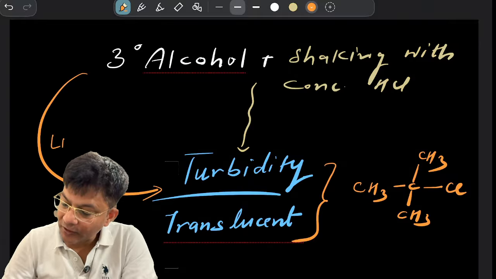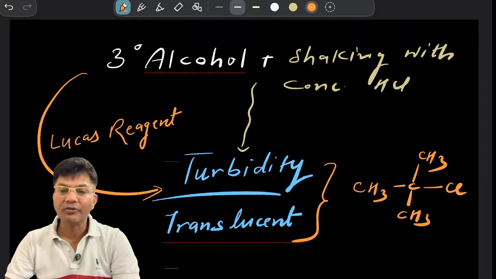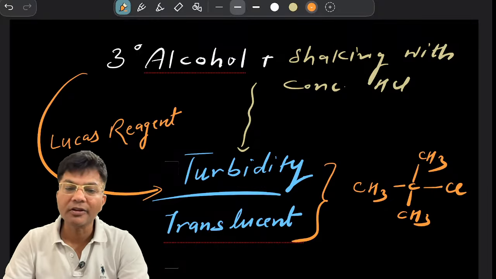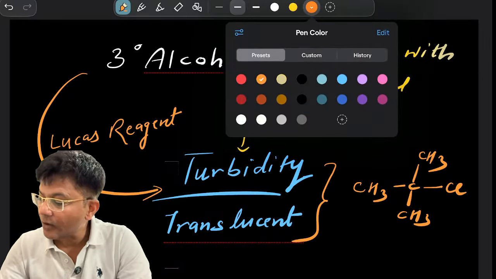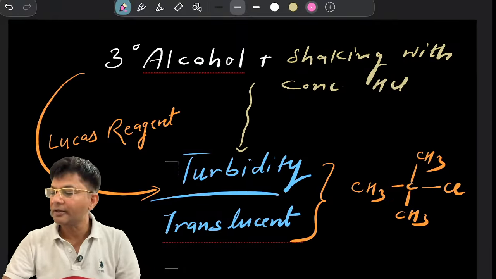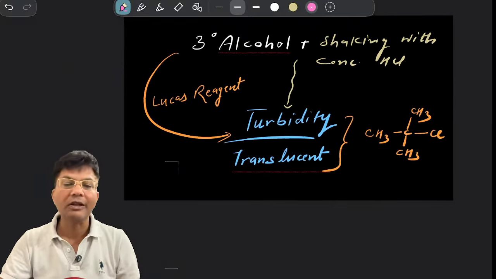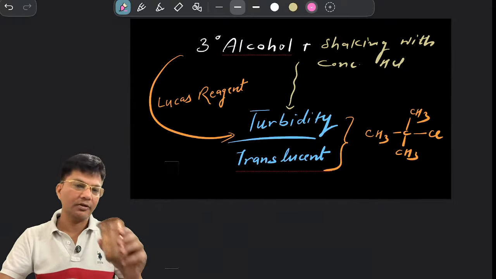What is Lucas reagent, kids? Is there anyone who can let me know what you mean by Lucas reagent? What is the meaning of Lucas reagent? Everyone remember this. Is there anyone who can tell me? I'm waiting for your answer.